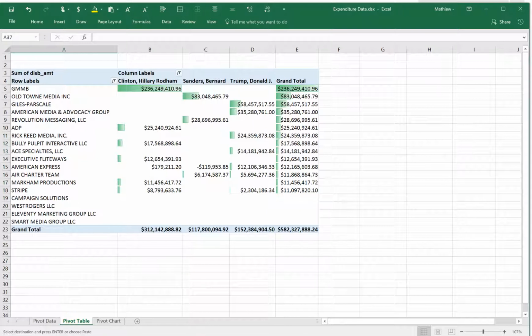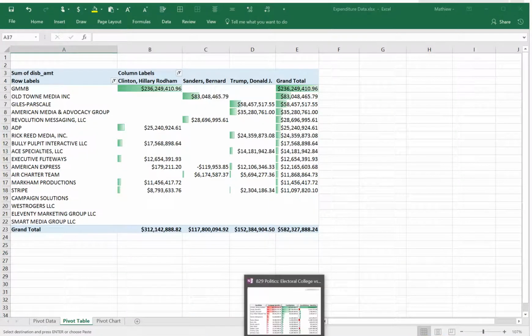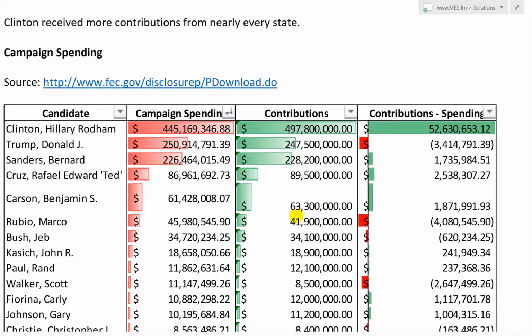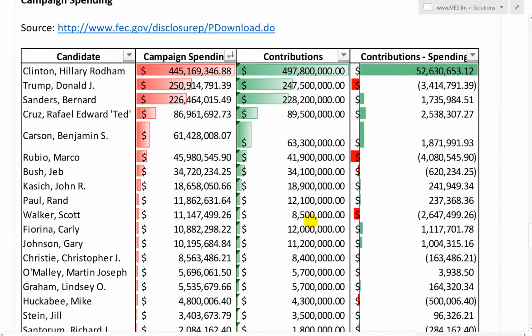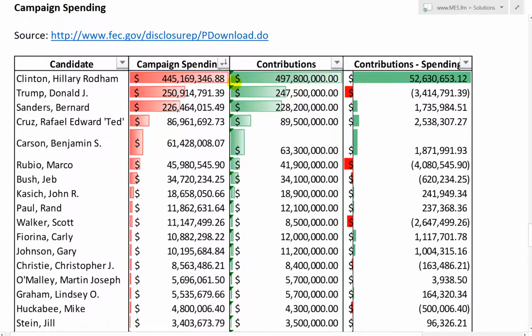Trump spent a lot, but in various different amounts, and Sanders was spending a lot for a candidate who didn't become the nominee for the Democratic Party. So let's go further into campaign spending. I combined the campaign spending and contributions together to see the difference. You'll see here the difference between the two for each candidate.